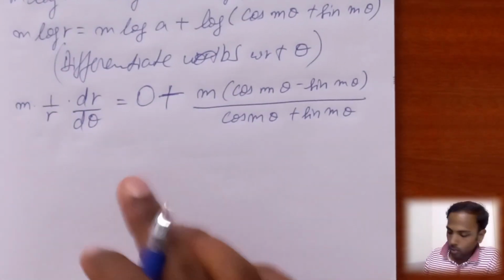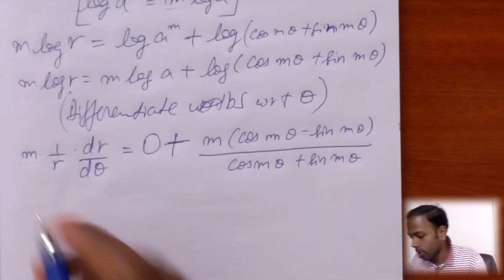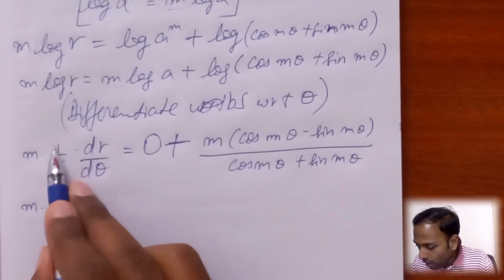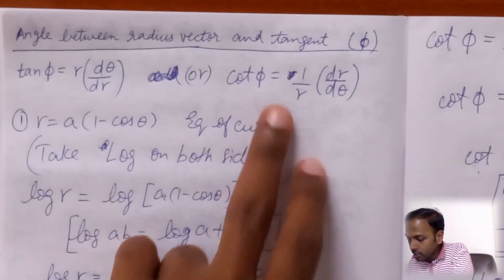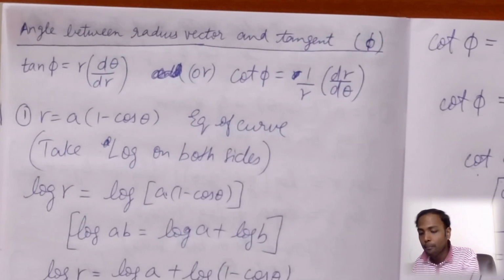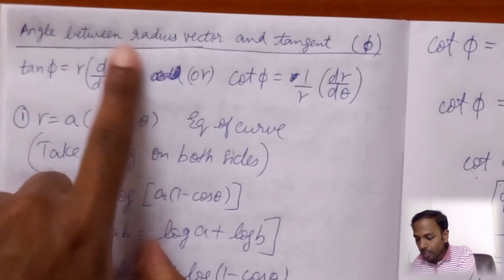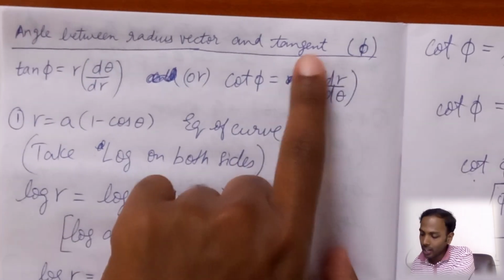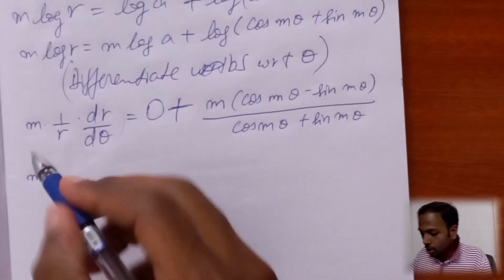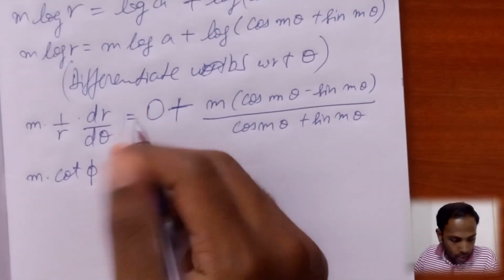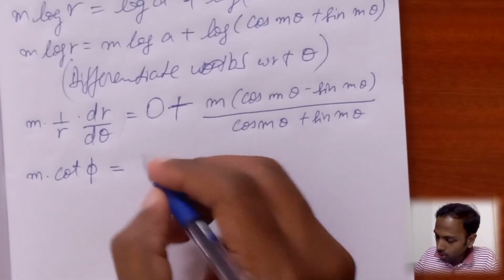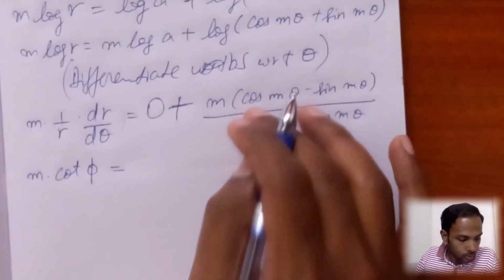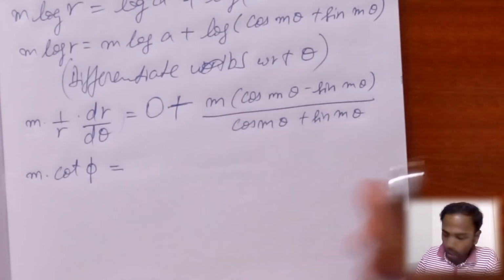Okay. Now look here. Important. M into 1 by r into dr by d theta is what? 1 by r into dr by d theta is cot phi. So in this case also we got cot phi. But keep in mind that you can get tan phi if your LHS was this. But in this case again the LHS was this. So we have to write cot phi. Okay. Cot phi is equal to, yeah, you got it.